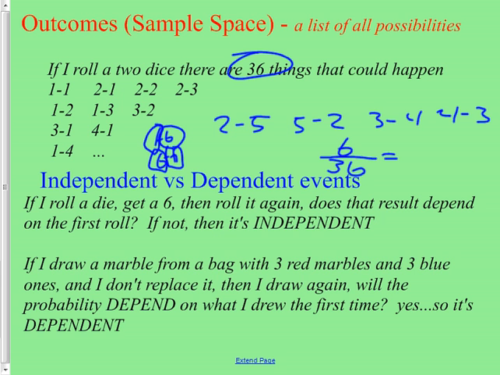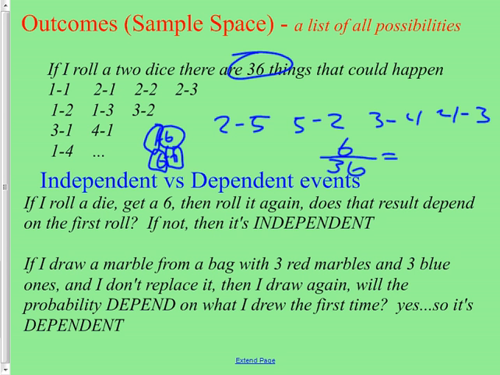7 is the most common thing. 6 out of 36 is the most common. 1 out of 6 chance. All right, so every 6th time you roll the dice, you're going to get a 7? False. But on average, every 6 rolls or so, you should be coming up with a 7.